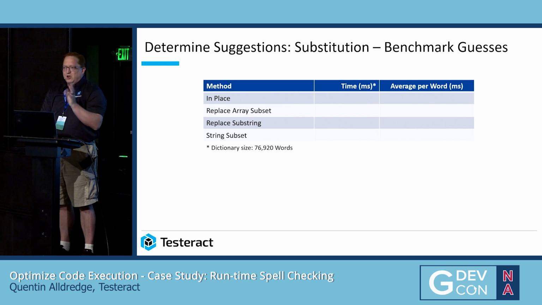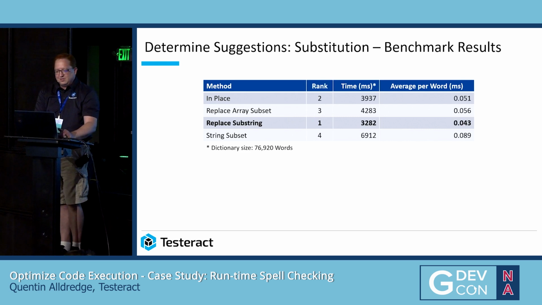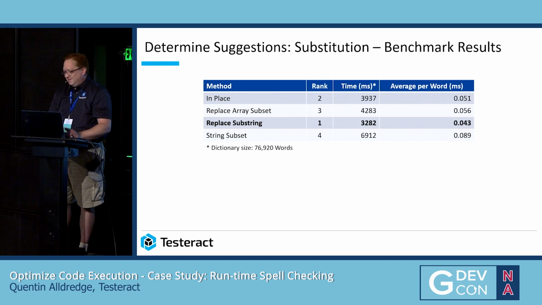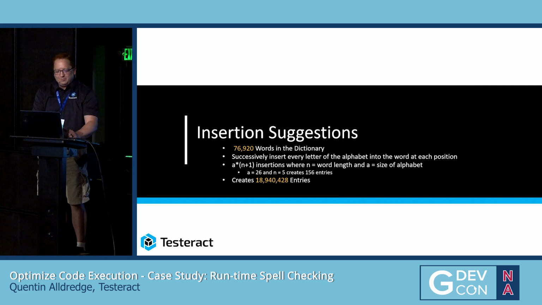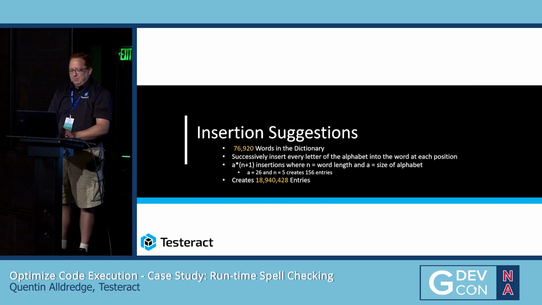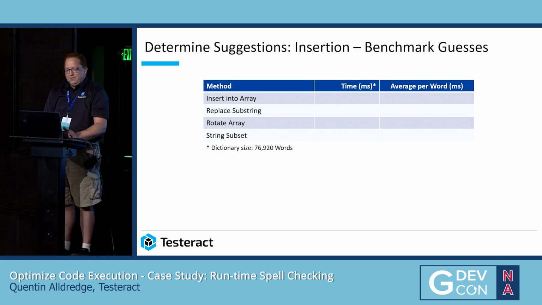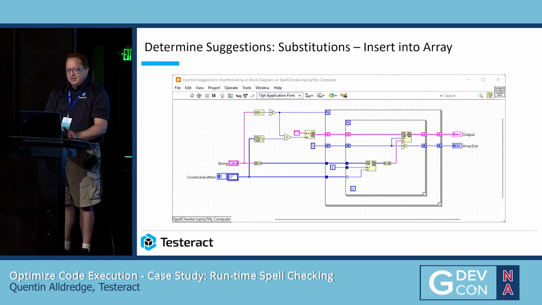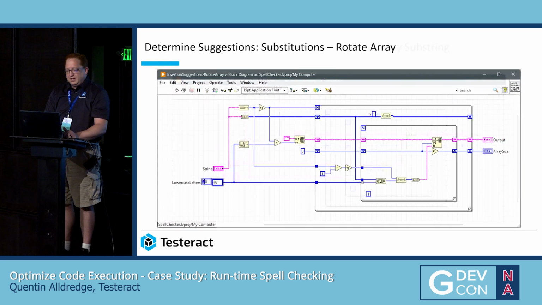I know I'm going through the code quick. We're almost out of time, but I wanted to just show this because it's interesting. So the replace substring was the fastest. Okay, now this one's an insertion where you're inserting a letter. This one created 18 million, almost 19 million entries. So we have basically the same kind of things. This is an insert into the array. This is a replace array subset.